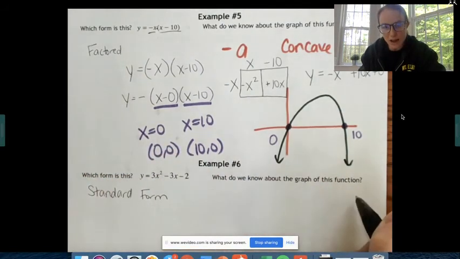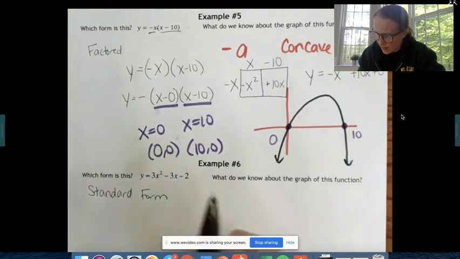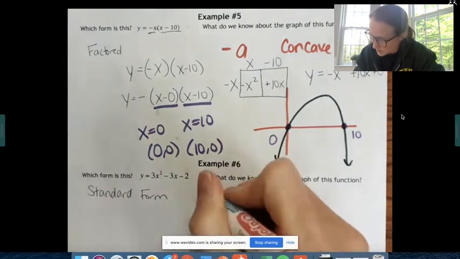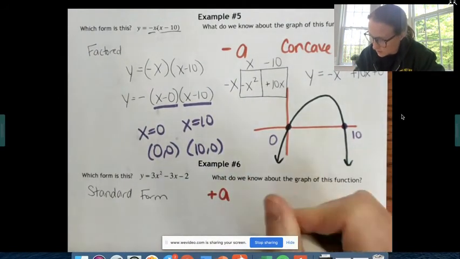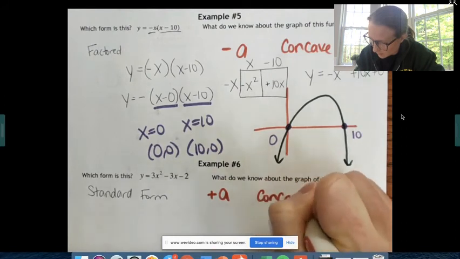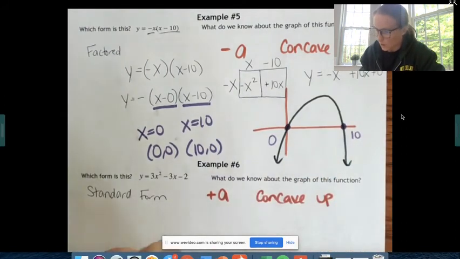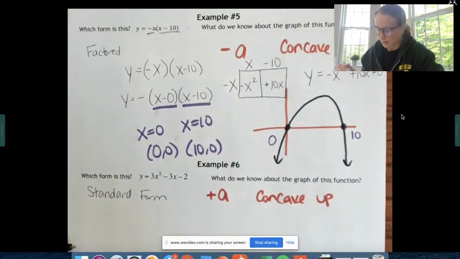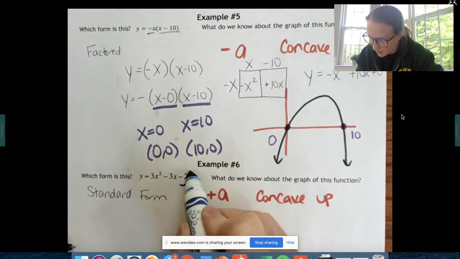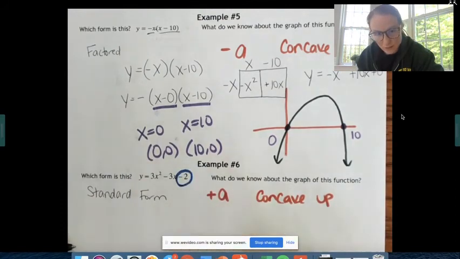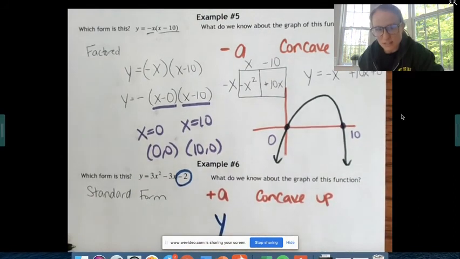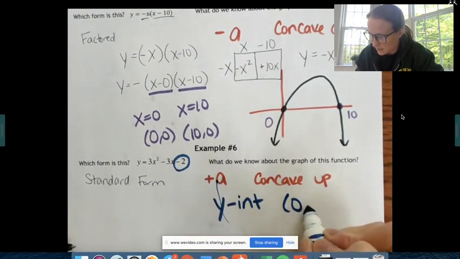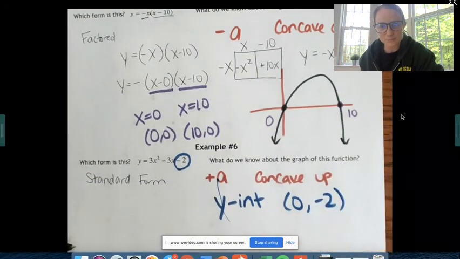What do we know about the graph? Let's analyze it. Is our a value positive or negative? It's positive. So since we have a positive a value, this one's going to be concave up. And then we also know our y-intercept. Remember, our y-intercept is always going to be that c value, that constant term right there. So our y-intercept is going to be 0, -2.